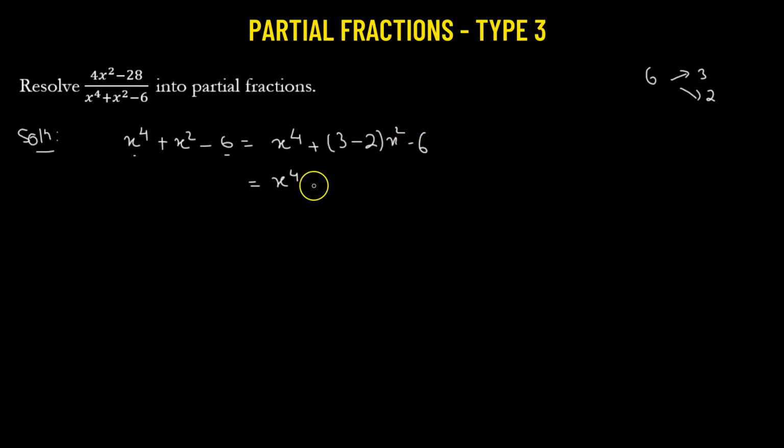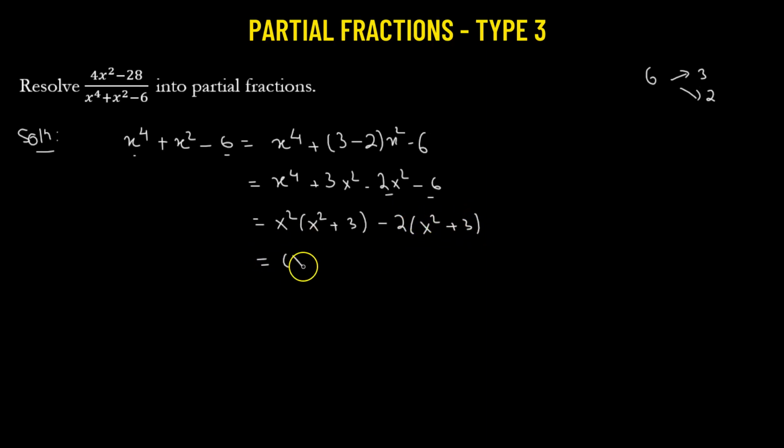We get x raised to the power of 4 plus 3x squared minus 2x squared minus 6. Now we can combine the first and the second term by taking x squared as the common factor, so we have x squared times (x squared plus 3). Then we combine the third and the fourth term by taking negative 2 as the common factor, so we have negative 2 times (x squared plus 3). So this will be (x squared minus 2) multiplied by (x squared plus 3). This is how we have factorized x raised to the power of 4 plus x squared minus 6.